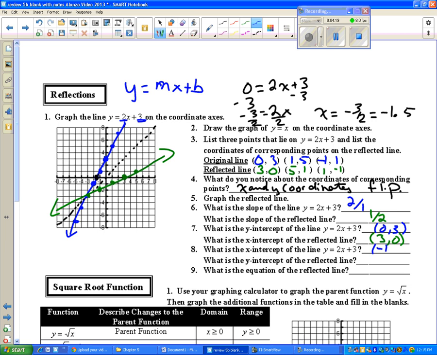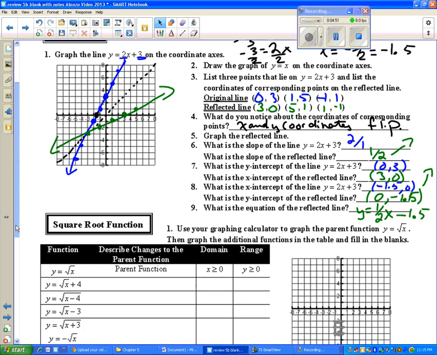So that's (-1.5, 0). Well, what is the y-intercept of the reflected line? X's and y's flip. So this is (0, -1.5). So what is the equation of the reflected line? Well, I have the slope and I have the y-intercept. So y is equal to 1/2 x minus 1.5. That's y equals mx plus b form. That's the first 9 questions.